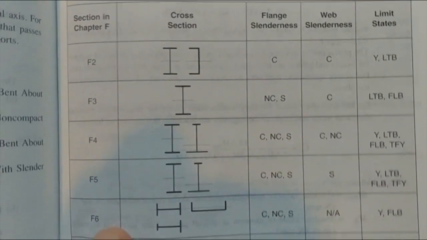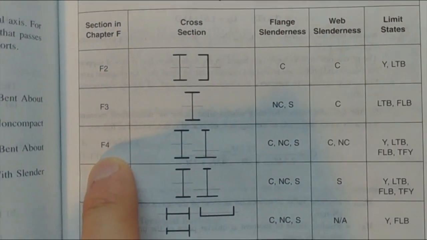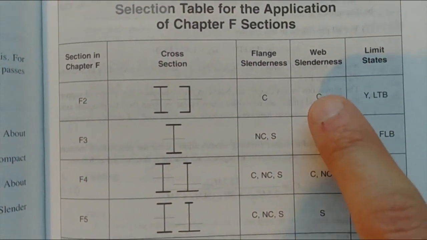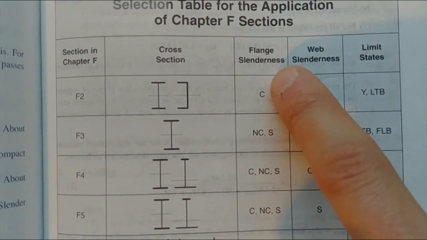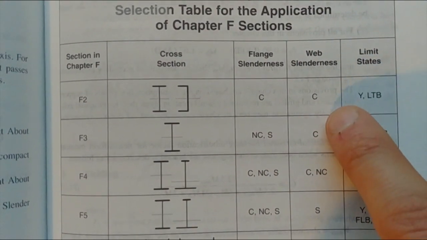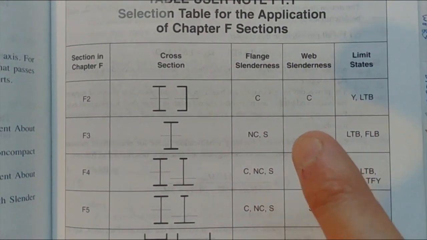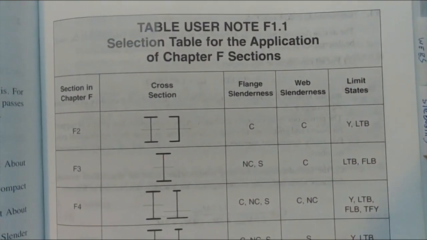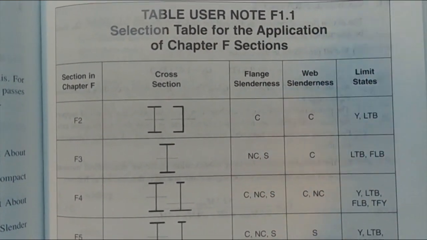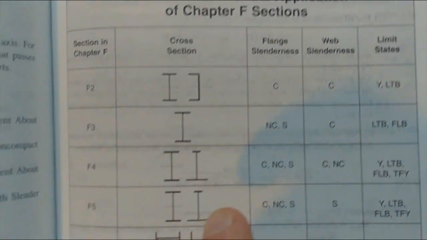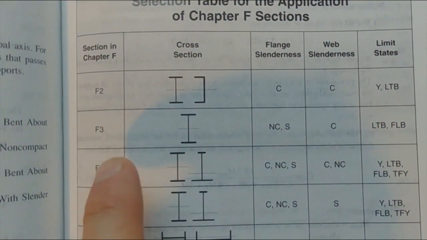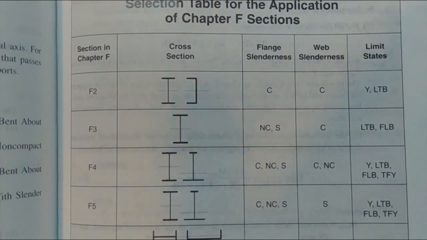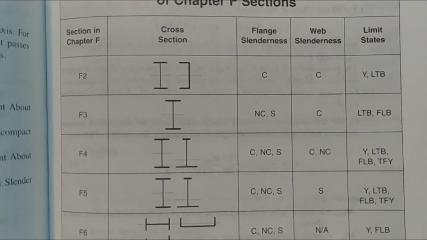We have a bunch here. So we have F5, we have F4, we have F3, and we have F2 sections. And it all depends on flange slenderness and web slenderness, which is: is it compact, is it non-compact, is it slender? So we need to check our compactness of the flange and the web, and then that will determine which one of these sections we get to use in order to design our member. Sound clear enough? Okay, good.